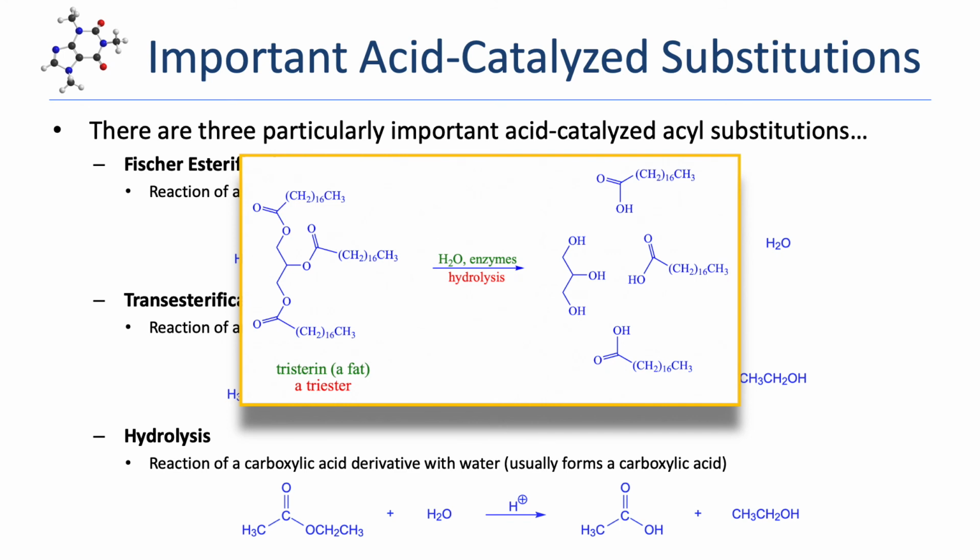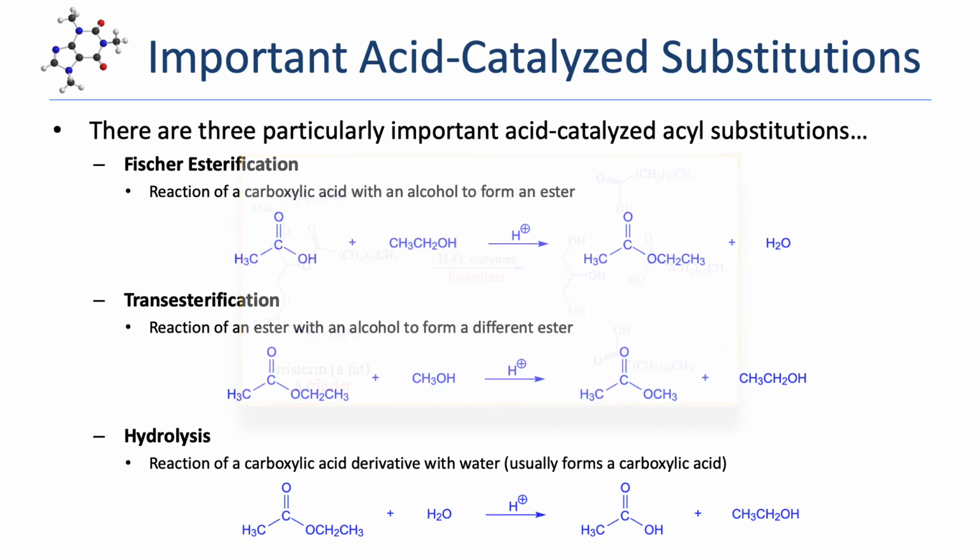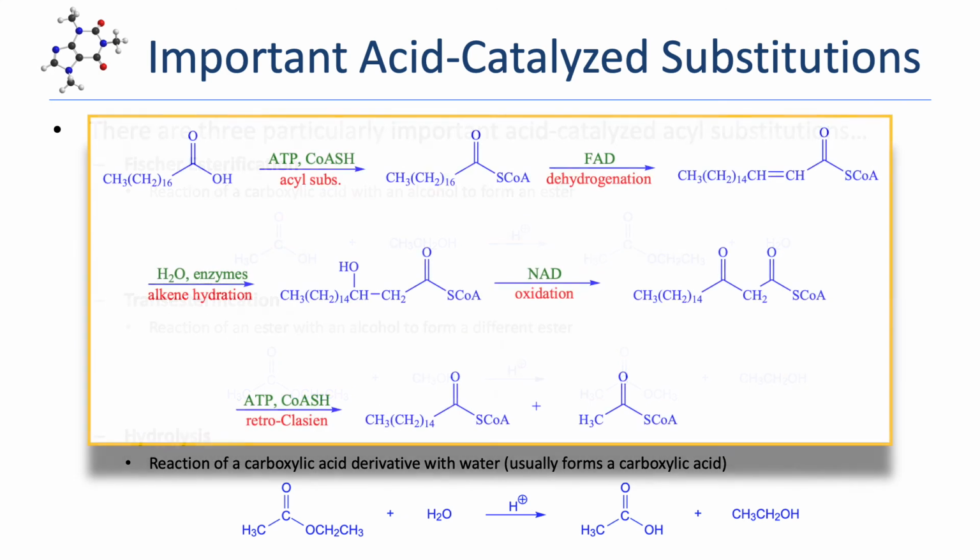The first reaction in the metabolism of a fat is an acyl substitution, specifically the hydrolysis of the 3 esters. The reaction produces glycerol, a triol, and 3 carboxylic acids. These long-chain carboxylic acids are known as fatty acids. Each fatty acid is then broken down via a 5-step process. The first step is another acyl substitution. The carboxylic acid reacts with a thiol to form a thioester.